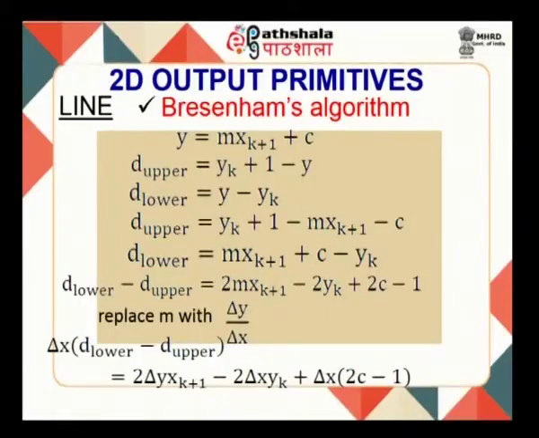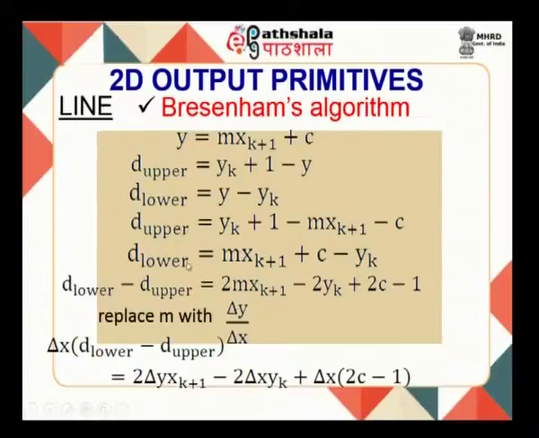So, we will not be actually comparing d lower and d upper, rather we will be taking the difference of these two magnitudes and we will be checking the sign of this difference operation. That is, if d lower minus d upper is greater than 0, that does mean that d lower is greater than d upper. So, d lower greater than d upper means we will be choosing the upper pixel. Similarly, if d lower minus d upper is less than 0, it is negative, that means d lower is less than d upper, choose the lower pixel.